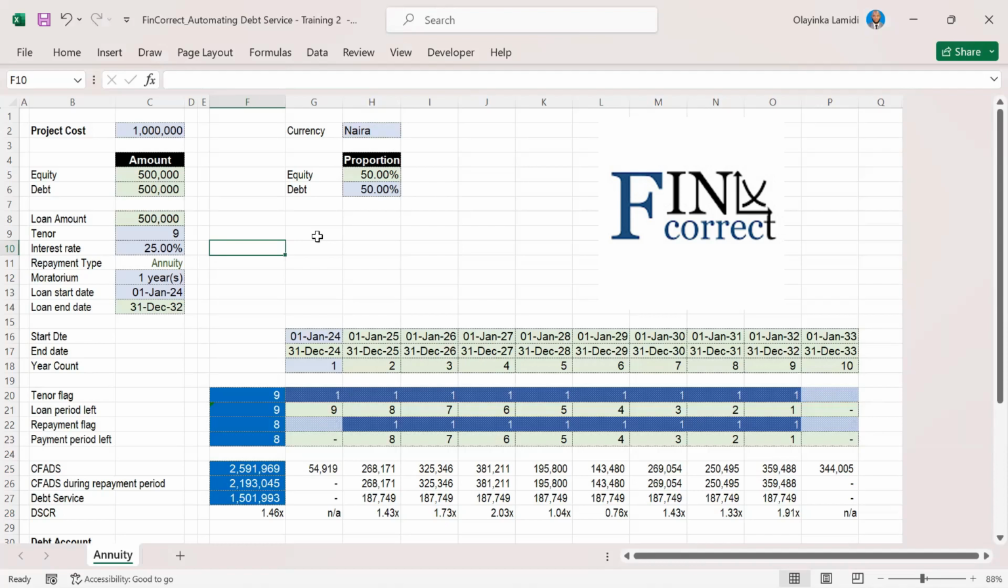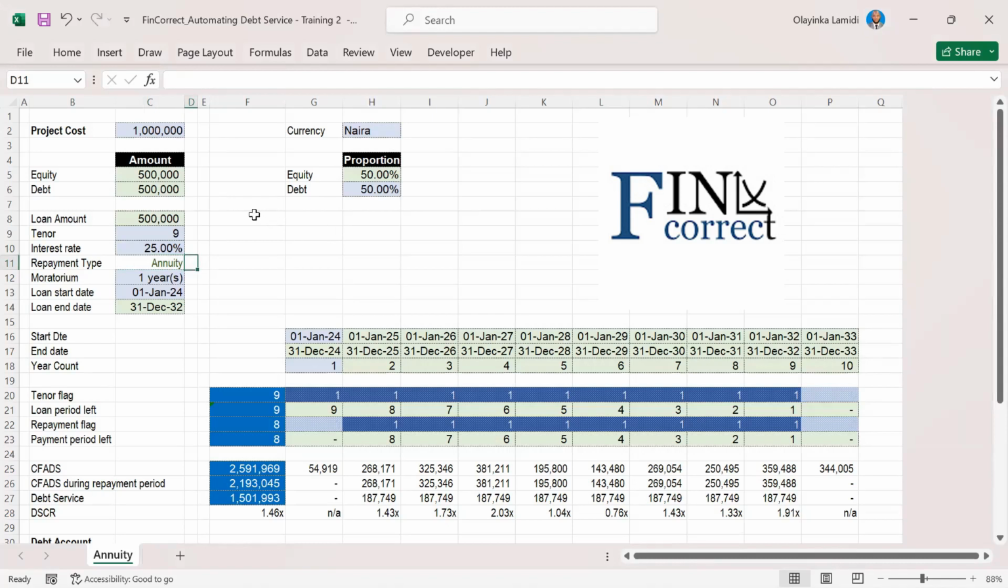In our previous video, we did some calculation around automating your debt service using an annuity repayment type. And in this video, as I've said, we'll be doing debt sculpting. So let me give you a recap of what we've done in the previous video.